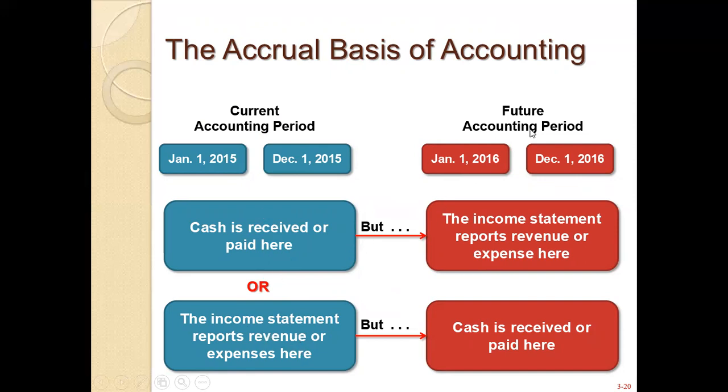But in a future accounting period, January 1 to December 2016, the income statement reports revenue or expense here, and cash is received or paid here. Meaning your income statement comes first, but your cash is received later. That is accrual based accounting, where you are going to pay in future time, but in the current period you write up the revenue and expense, which are recognized and matched. That is the revenue and expense principle.